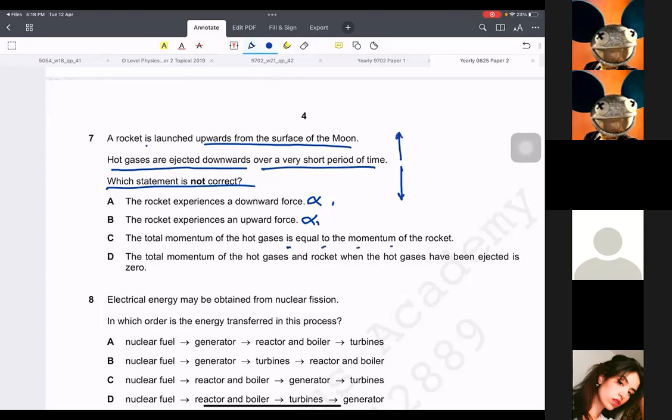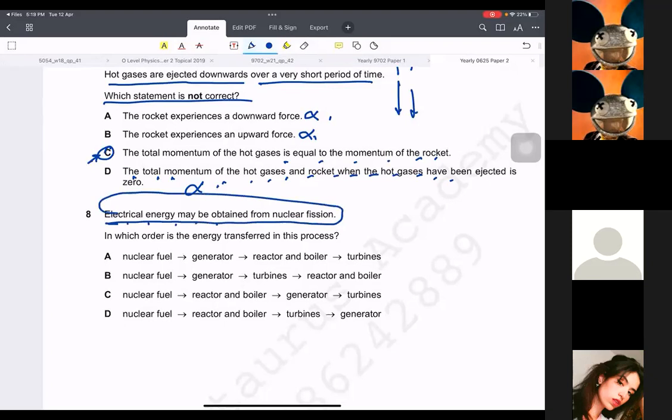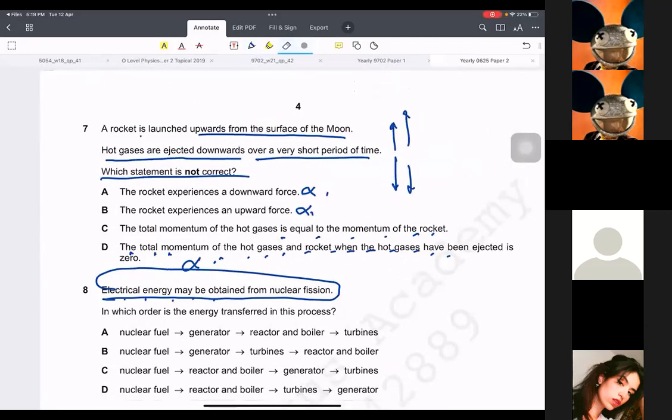Total momentum of hot gas equals momentum of the rocket. Seems like the answer. The total momentum of the hot gas and rocket, once the hot gas has been ejected, that's wrong. The momenta here are equal and opposite. Which is not correct for the above question? Yeah, you're right. The rocket experiences downward force. Hot gases are ejected downwards over this.